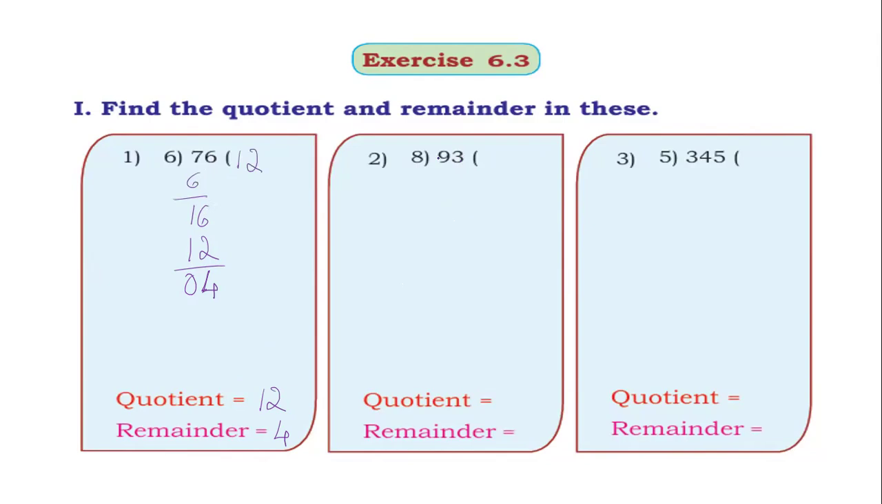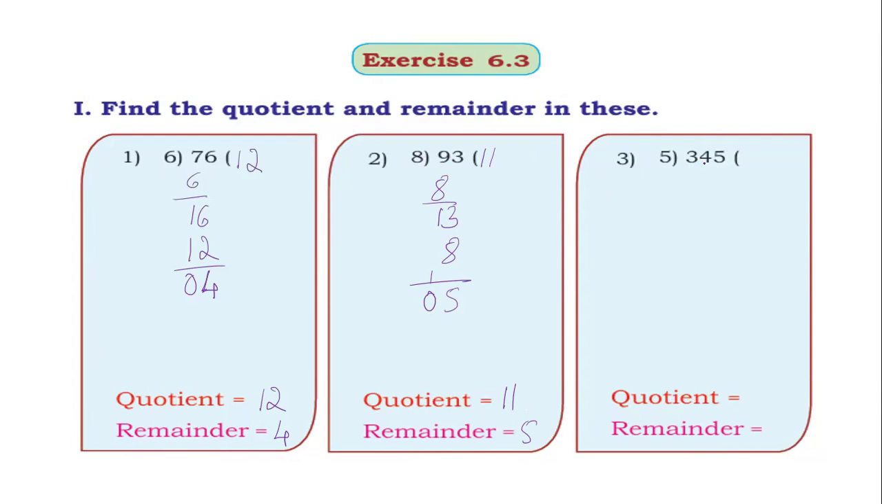93 divided by 8. 8 ones are 8, 9 minus 8 is 1, take this 3. 8 ones are 8, 3 minus 8 is not possible, take the tens digit, becomes 13, 13 minus 8 is 5, 1 minus 1 is 0. Quotient is 11, remainder is 5.